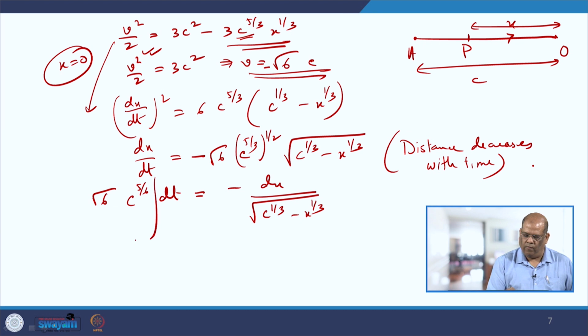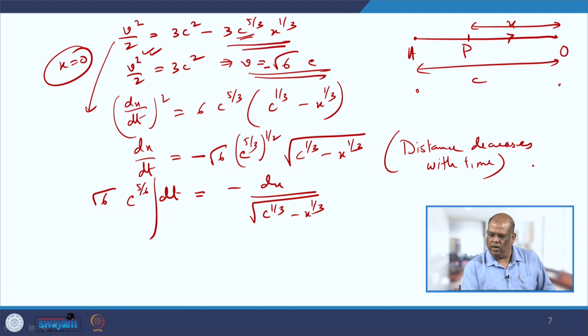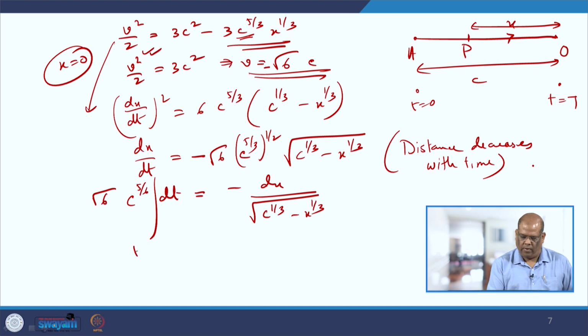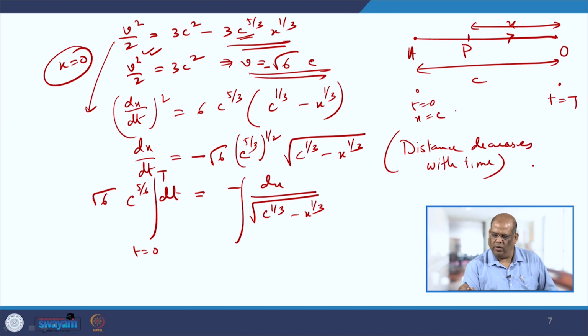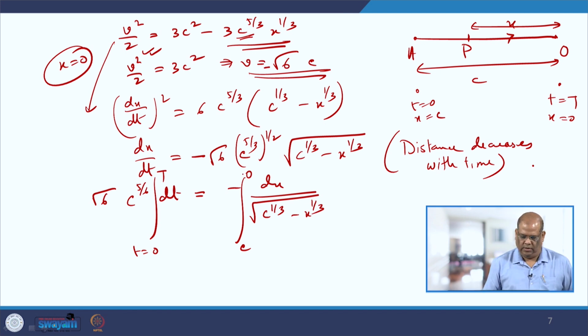So, I need to find the time from this point till it reaches the origin, and let that time be capital T. So, from t equal to 0 to t equal to capital T, and when t equal to 0, x is equal to c, and when it reaches here, x is 0. So, it is from c to 0. So, we have to integrate this.